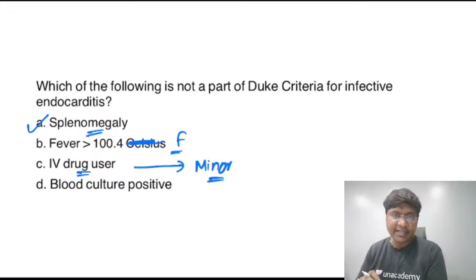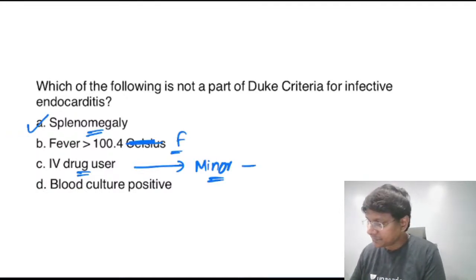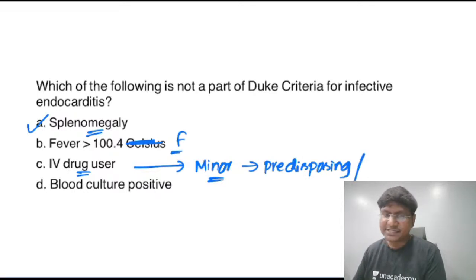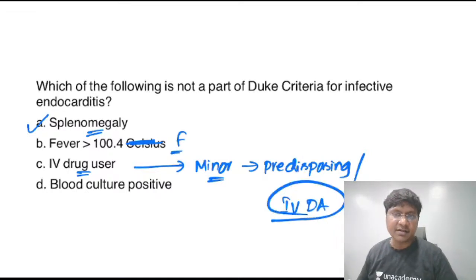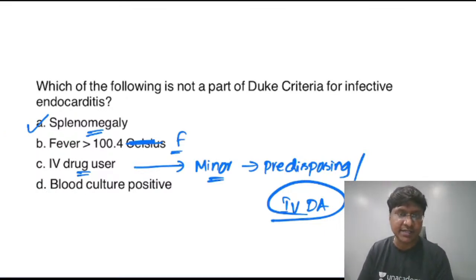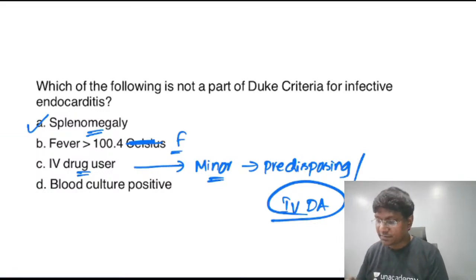Very good, Limo. So in the minor criteria, we learn one thing, but we miss one thing. What is it that we learn? Presence of predisposing cardiac condition. But what is it that we miss? We miss presence of predisposing heart condition or IV drug abuse. This point we will miss. But remember, IV drug abuse is also one of the minor criteria in the Dukes. So you should not miss this IV drug abuser. But splenomegaly is not part of the Dukes criteria at all.